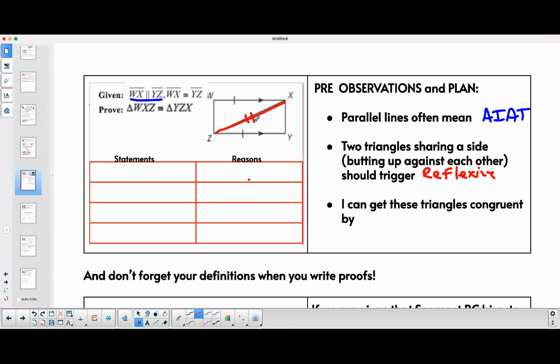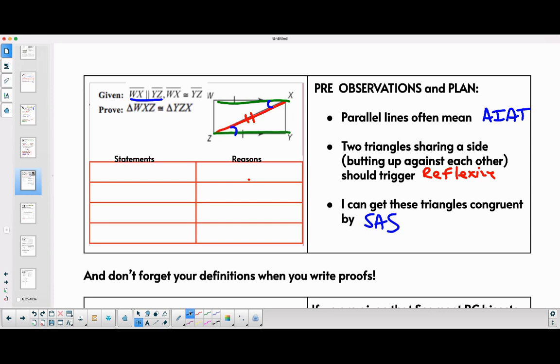If I can do that, and if I'm careful about my alternate interior angles, they already gave me the top's equal. So I have that the top equals the top, or the top equals the bottom, excuse me. If I put my alternate interiors right here and right here, now I can get the triangles congruent by side, angle, side. And that's what we'll do.